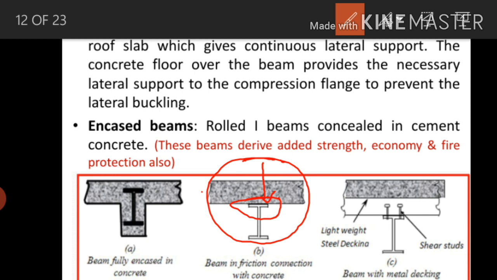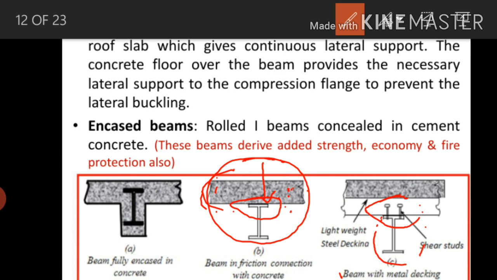So if you restrain its compression flange, it can be prevented from lateral buckling. This is one way of preventing lateral buckling, that is by providing a concrete floor over the beam. Sometimes an I section beam is connected with shear studs into the concrete, that is lightweight steel decking. So again we can prevent the compression flange from lateral buckling.